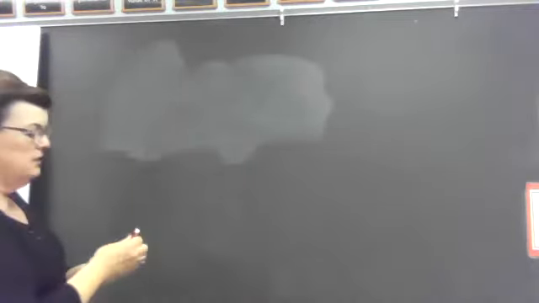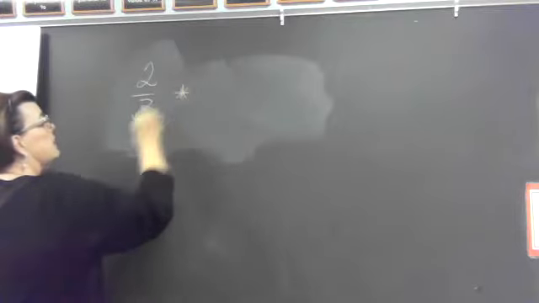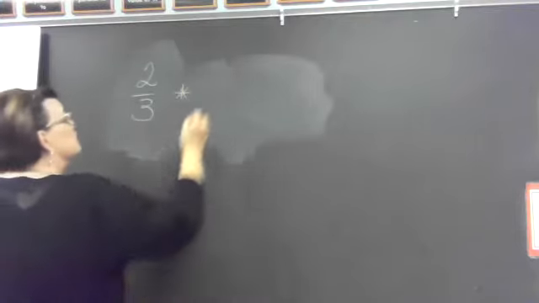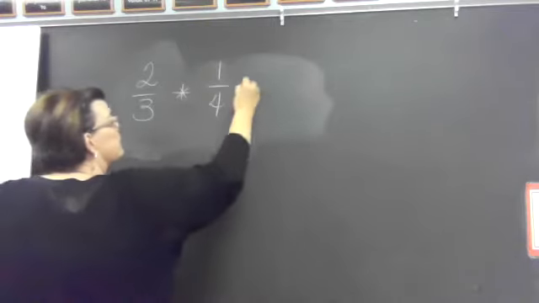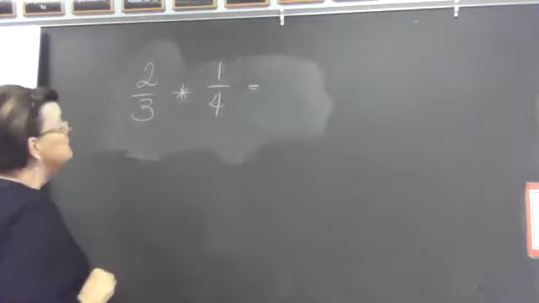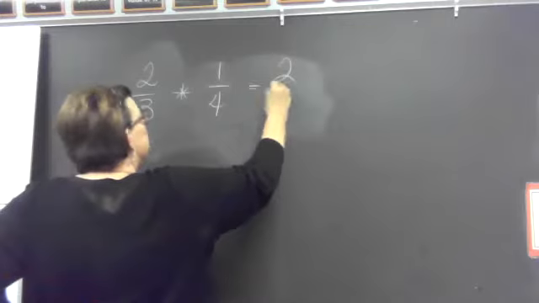So multiplying fractions is that easy. Now, what I want to do is show you another example. Let's do 2/3 times 1/4. Okay. Now, in this case, again, you multiply across the top, multiply across the bottom.